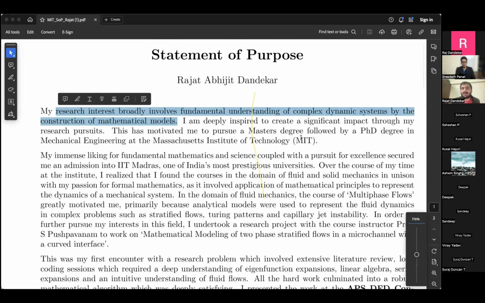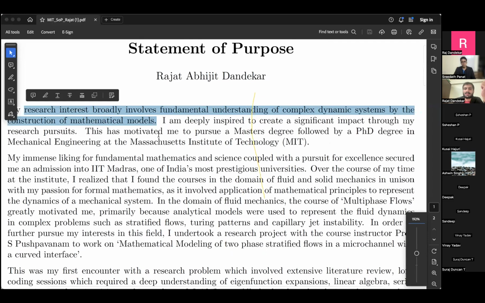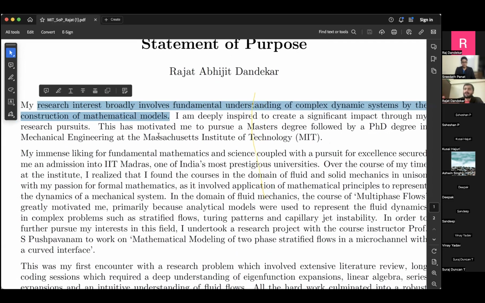Now, when I write understanding of complex dynamic systems by the construction of mathematical models, it gives me the flexibility of including both these different domains, automotive engineering as well as fluid mechanics. So it's a smart maneuvering of words, so that you have the scope of writing multiple paragraphs in your document which are impressive and which cater to one or the other field which you have in your experiences.